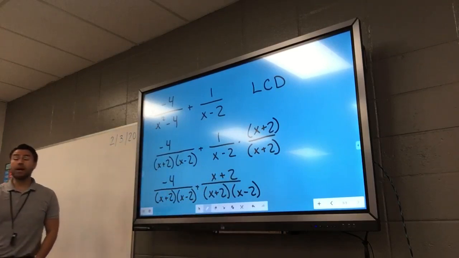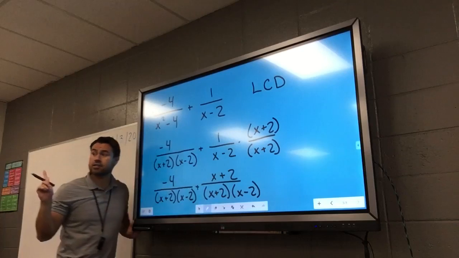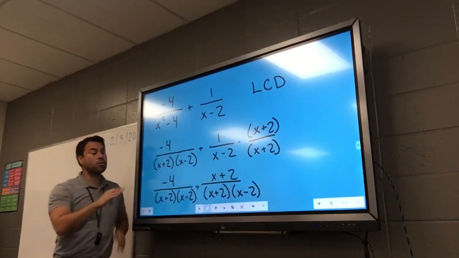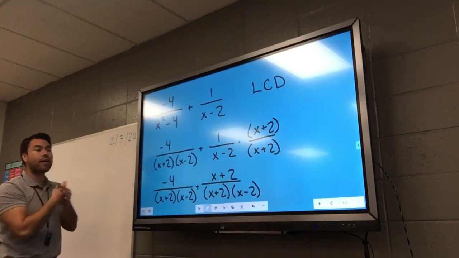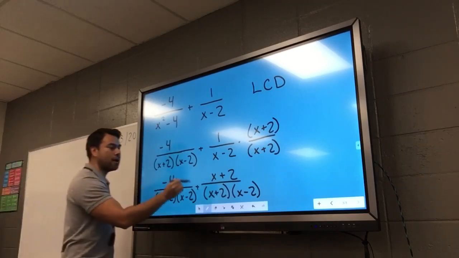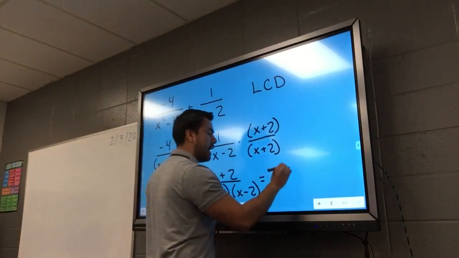Some of you are saying, well, can you just cancel these out? Yes, you could cancel them out, but would you have a common denominator anymore? So you want to keep it like this because now I can add, that's my goal. So what do I actually add? The numerators. So here I have, what's negative 4 plus x plus 2? X minus 2.